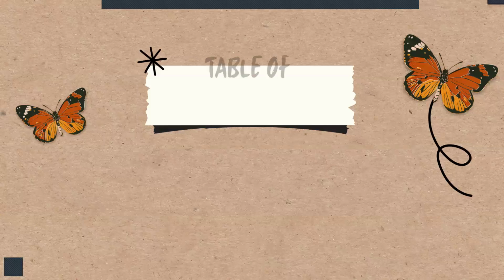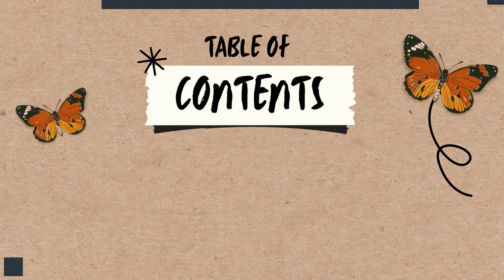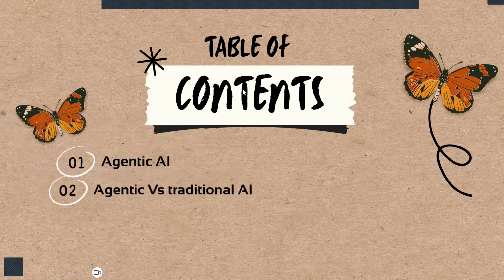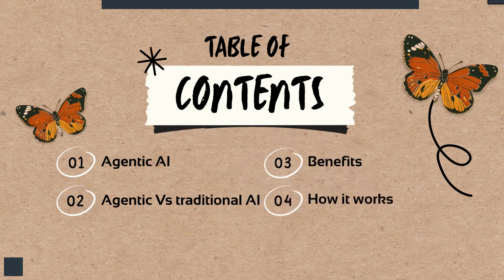The first thing that we will be seeing is the table of contents that we are looking into today. The first one deals with what is Agentic AI. Second, are Agentic and traditional AI the same? So what is the difference? Next is about the benefits of Agentic AI. And then comes the workflow of this Agentic AI.